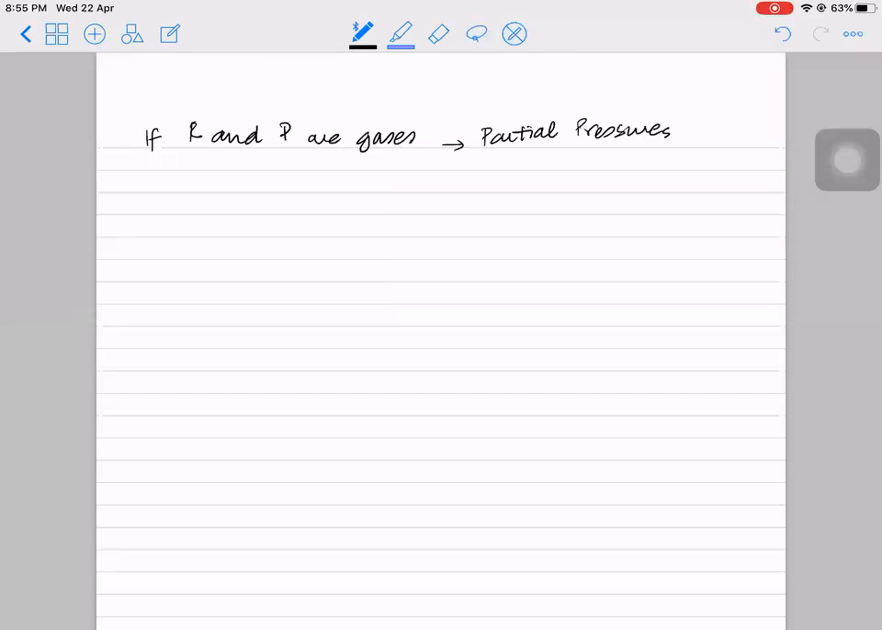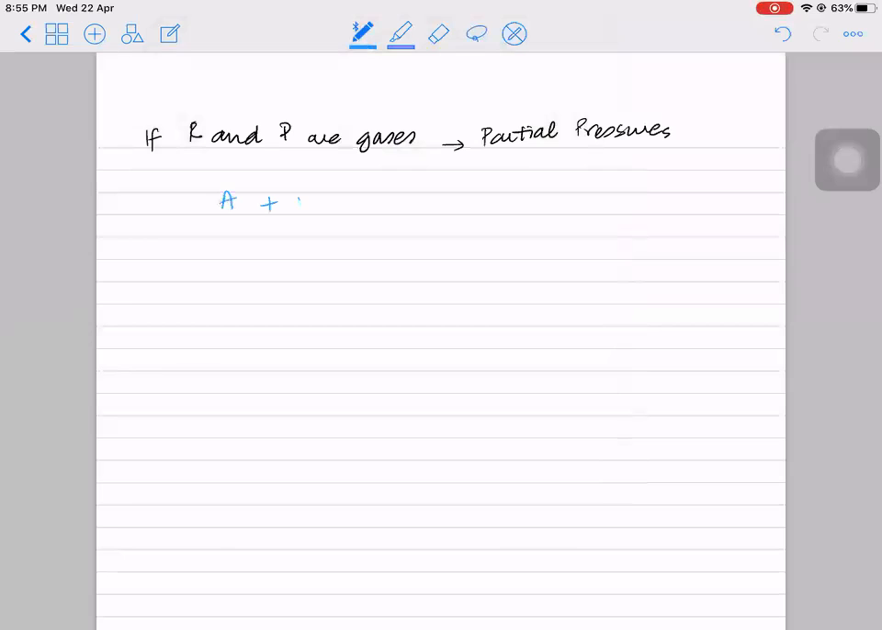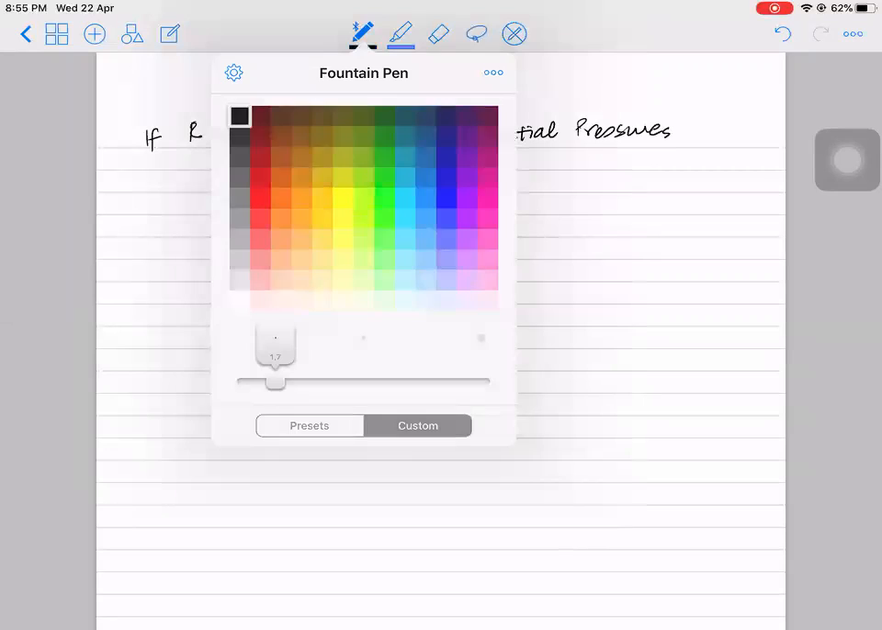Let's take an example of a reaction which is unimolecular, A giving B plus C. This is a gas, gas, and gas. In this case, we will not be using concentrations. In this case, we will be using partial pressures.